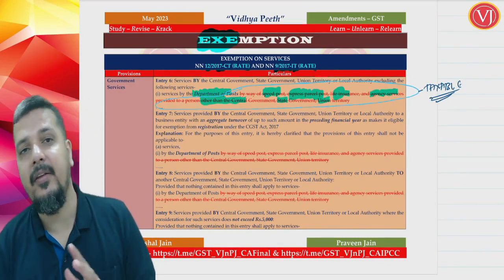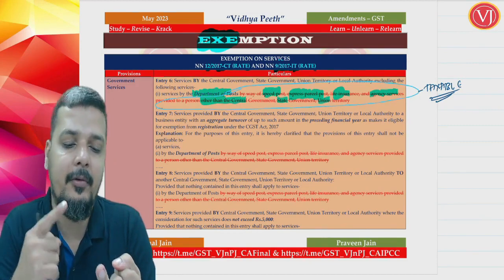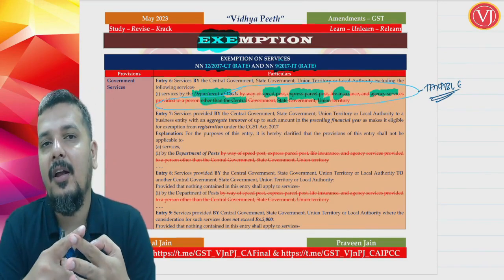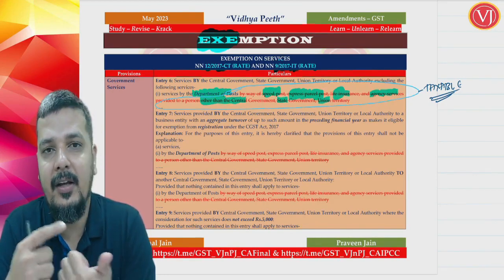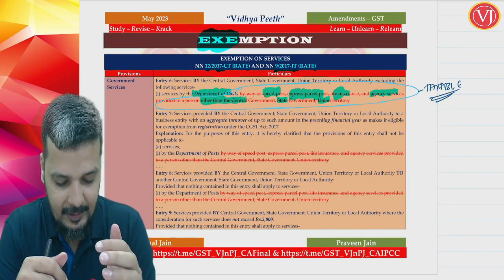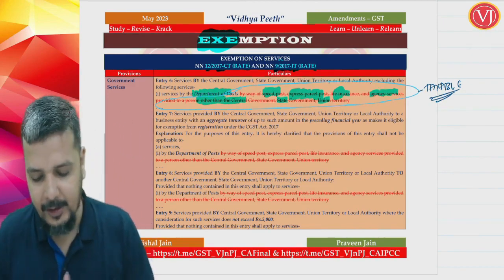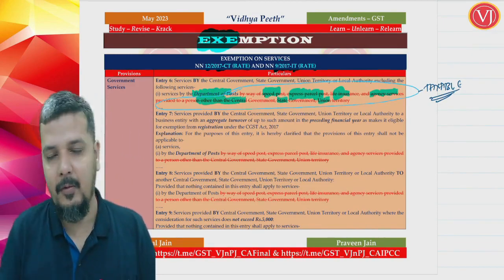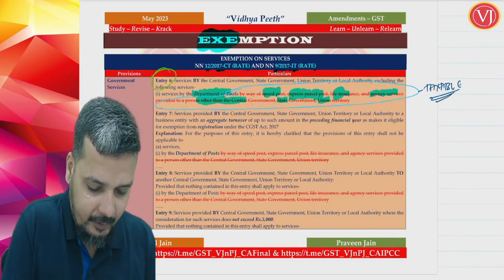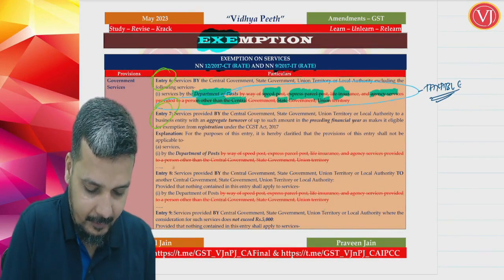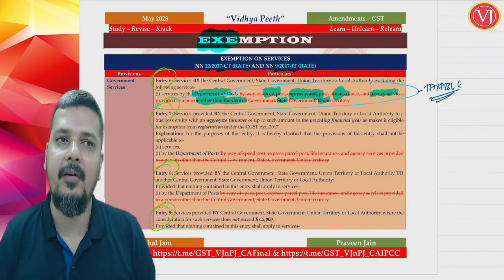Now they have said what is taxable. They have not said what is exempted. Any service by Department of Post, it should not be a case of speed post, express parcel post, life insurance or agency services, and it should not be a case where it is given to central government, state government or local authority. It means these four services given to other than central government, state government, local authority were taxable. Now they have removed this everywhere, whether the entry number is entry 6 or entry 7 or entry 7 explanation or entry 8 or entry 9, saying okay, we are removing that particular point because the thing is exempted.